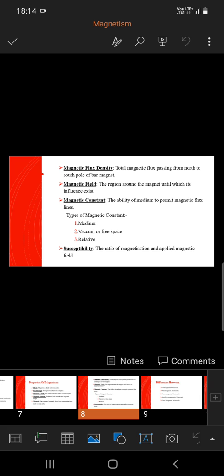Magnetic flux: the group of magnetic force lines transmitting from north to south pole. Magnetic flux density: the total magnetic flux passing from north to south pole of a bar magnet. Magnetic field: the field around the magnet within which its influence exists.